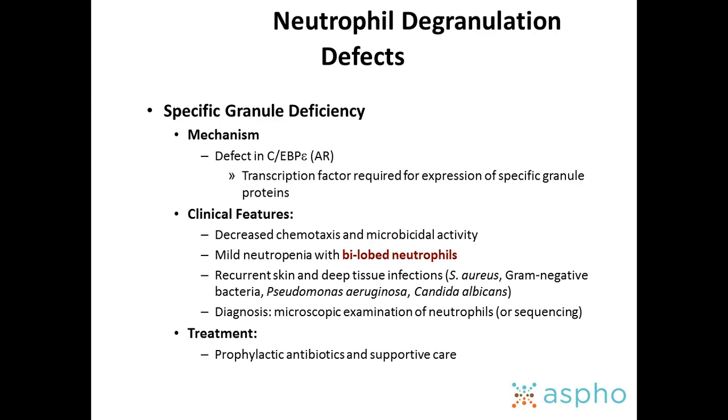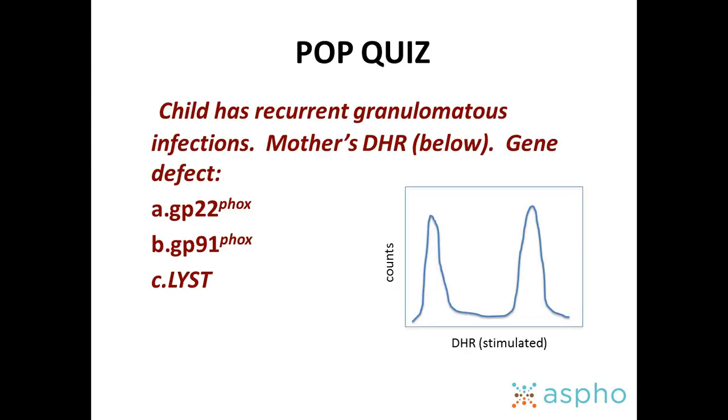The clinical features are going to be that you could have either decreased chemotaxis and/or microbicidal activity, and mild neutropenia. The bilobed neutrophils are important for specific granule deficiency. And then recurrent skin infections. If you get weird infections, that's another highlight. So I think there's not a lot of things here that are super characteristic other than the lack of granules. If you had a question about this, you'd probably get some histology or some comment about there being no granules, because clinically it's hard to differentiate this from other neutrophil problems. All right, here's another one that you get a money-back guarantee if you don't get this on your exam.